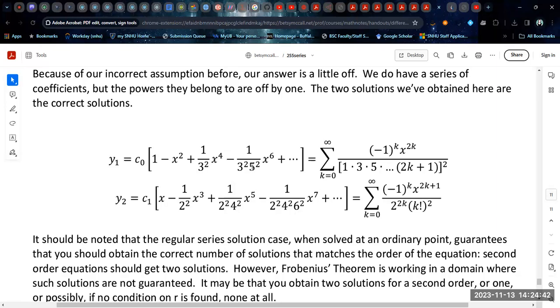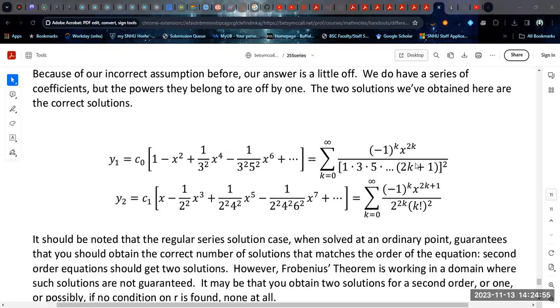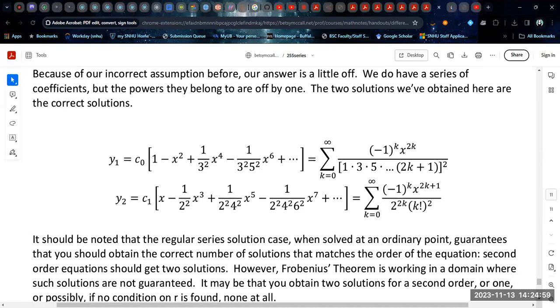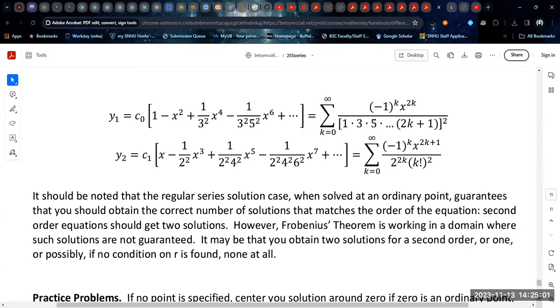We've got these crazy odd powers. And it's a messy expression. You can't actually write a nice formula for it, but even though there is a general formula. All right, so this is how you solve differential equations using series solutions.